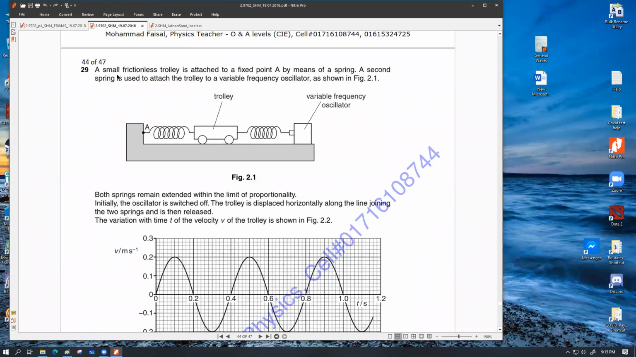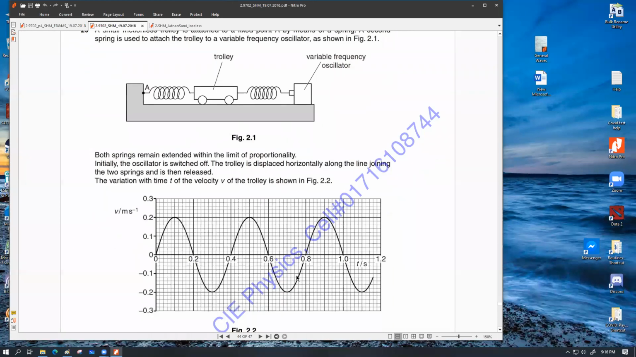Question, let's go through from the start. A small frictionless trolley is attached to a fixed point A by means of a spring. A second spring is used to attach the trolley to a variable frequency oscillator as shown in figure 2.1. Both springs remain extended within the limit of proportionality. Beautiful. This is a very important information for the setup to work. Initially, the oscillator is switched off. The trolley is displaced horizontally along the line joining the two springs and then is released. The variation with time t of the velocity of the trolley is shown in figure 2.2.